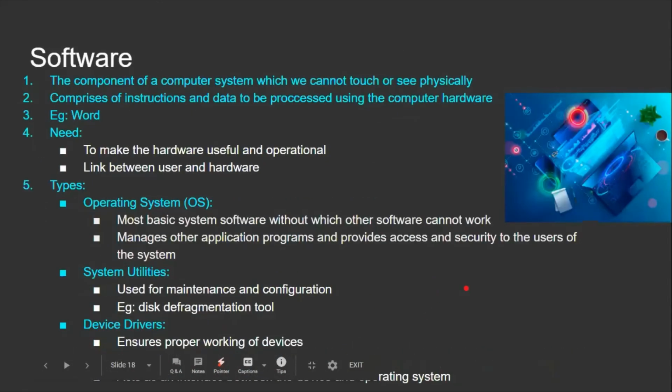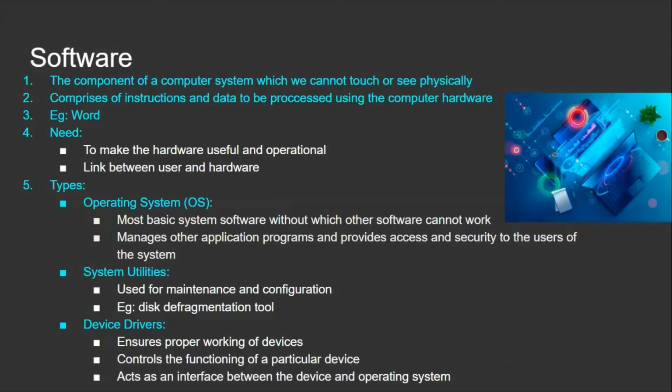Now we come to software. As we talked about, the computer system has two components, hardware and software. The software is something which we cannot touch or physically see, because it is what we see on our screen. The software comprises instructions and data that need to be processed by the computer hardware, right? So in other words, we can say it makes the hardware useful.